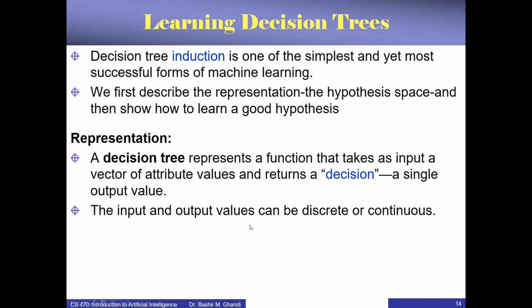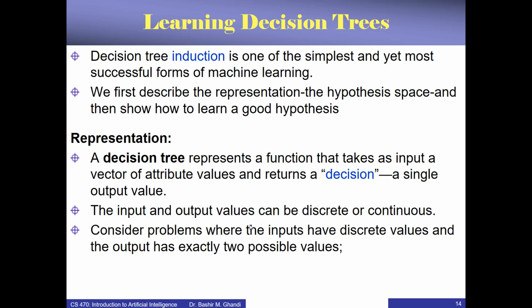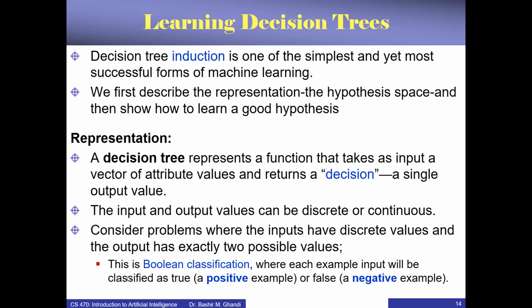The input and output values can be discrete or continuous. We shall be concentrating on problems where the inputs have discrete values and the output has exactly two possible values, yes or no. In other words, we will be concerned with Boolean classification in this lecture, where each example input will be classified as true or positive, or as false or negative.